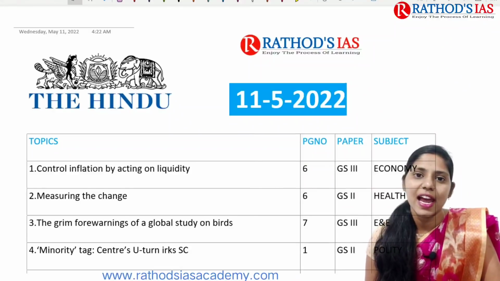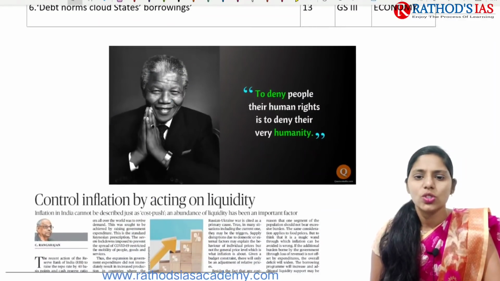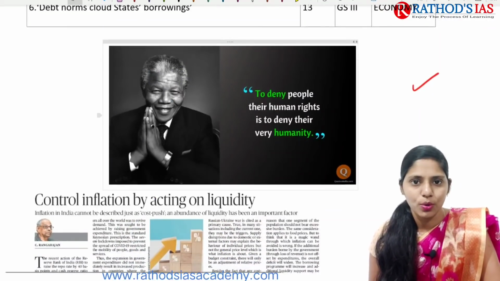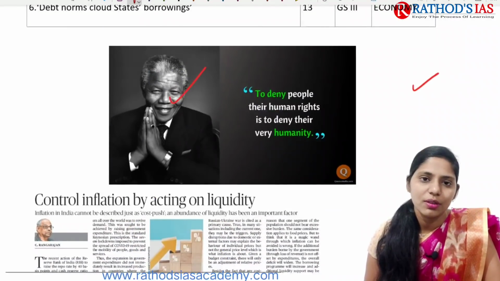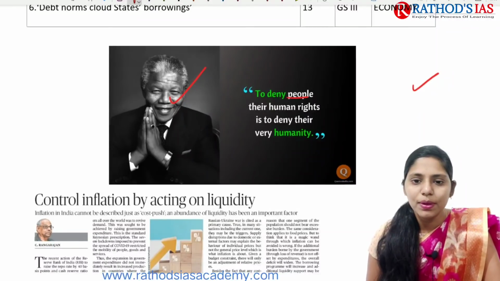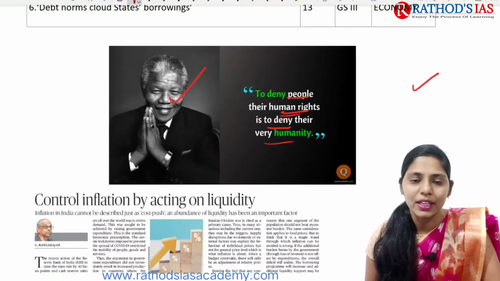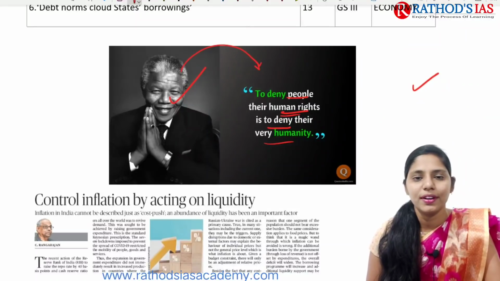So let's get started with our discussion and let us try to see today's quote. Today's quote is regarding poverty. This quote is given by Nelson Mandela. According to him, to deny people their human rights is to deny their very humanity. So he is mainly talking about human rights.